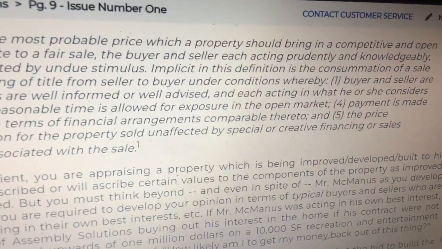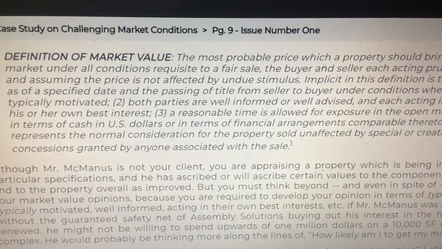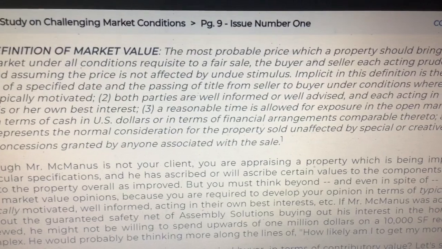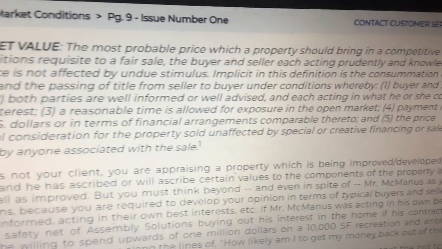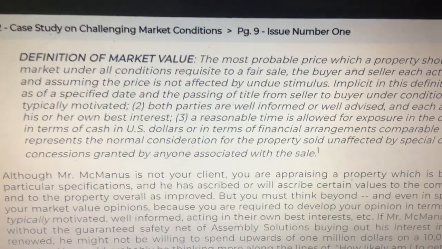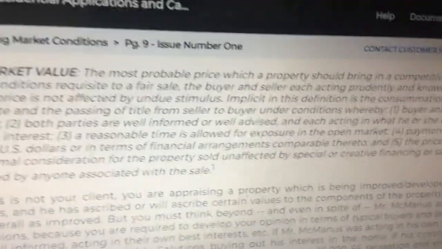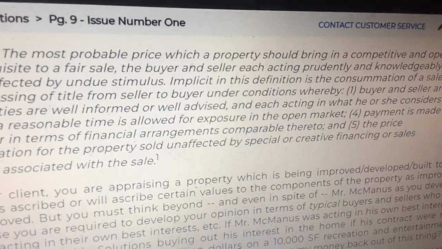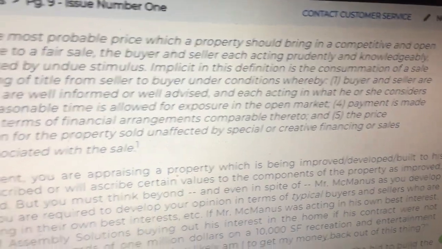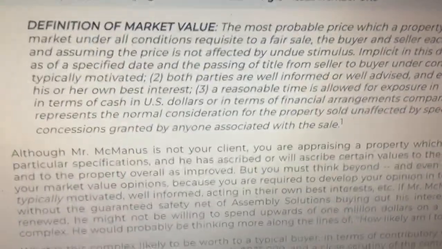Implicit in this definition is the consummation of a sale as of a specified date and the passing of title from seller to buyer under conditions whereby: Number 1, buyer and seller are typically motivated. Number 2, both parties are well informed or well advised, and each acting in what he or she considers his or her own best interest.